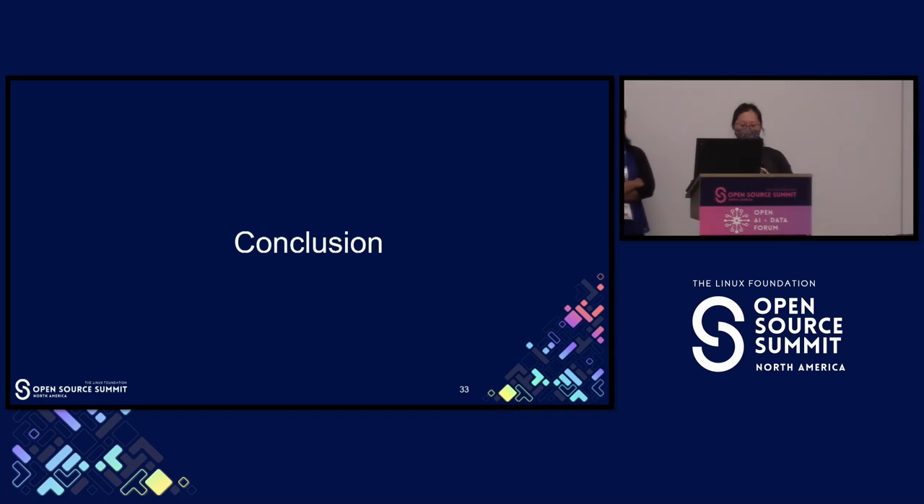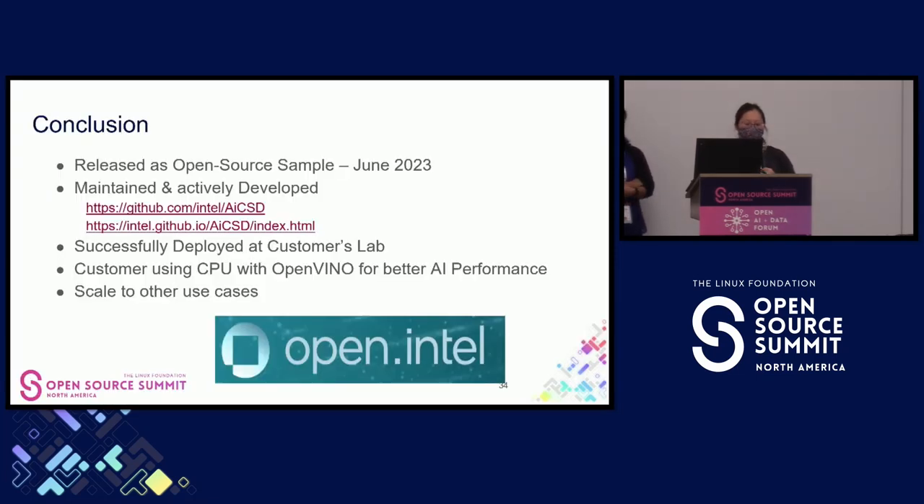So in conclusion, we were finally able to release as an open source sample in June of 2023 on open.intel.com. We have a maintained, actively developed project on our GitHub page. We are also able to successfully deploy our solution in Beckman Coulter's labs in both Denver and Seattle. And Beckman Coulter was also able to optimize their model using OpenVINO for better AI performance on Intel hardware. And the solution is also scalable to other use cases in retail and agricultural use cases.